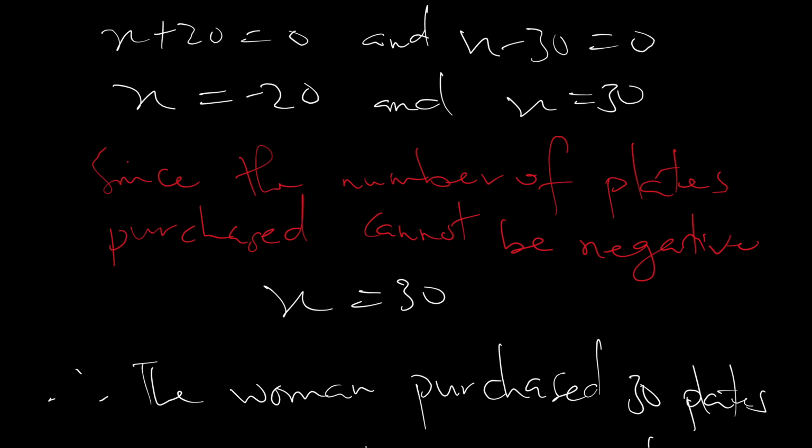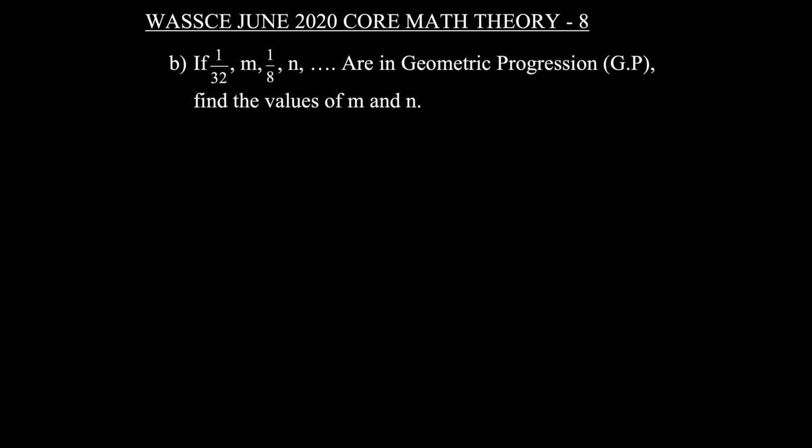So we'll be moving on to question 8B. Question 8B: if 1 over 32, m, 1 over 8, n are in geometric progression, find the values of m and n. So let's begin with the solution for question 8B.